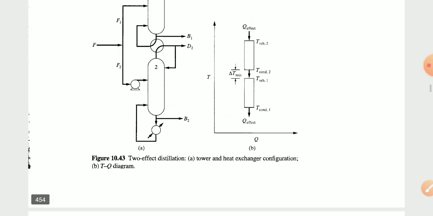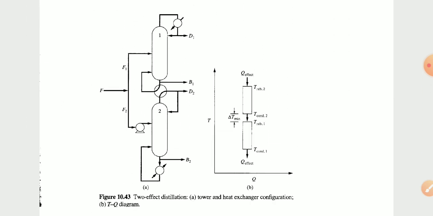Now this flow diagram is also for two effect distillation, the tower and heat exchanger configurations and TQ diagram. Okay, F1 and F2 are the feed intersection. For the two effect distillation, the tower and heat exchanger configurations, for delta T minimum, the reboiler temperature and the condensation temperature are given for parts 1 and 2.